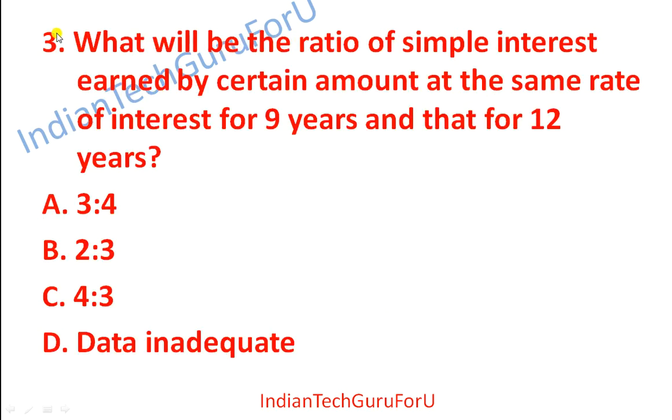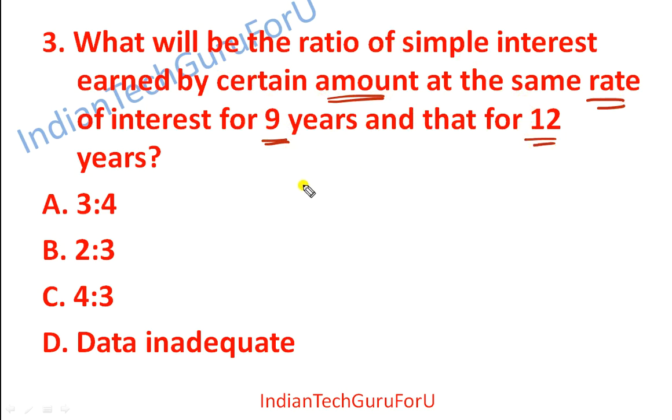Third question. What will be the ratio of the simple interest earned by a certain amount at the same rate of interest for 9 years and that of 12 years? So we need to find out the ratio of simple interest. So we need to find out simple interest for 9 years for the same amount as well as the same interest rate.